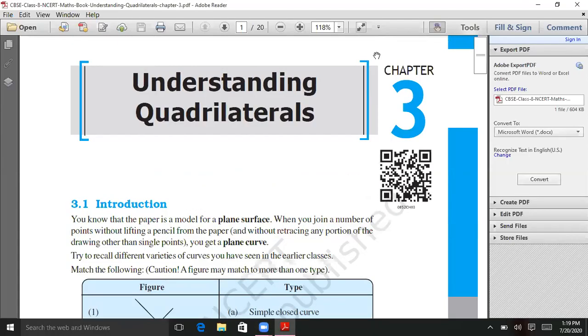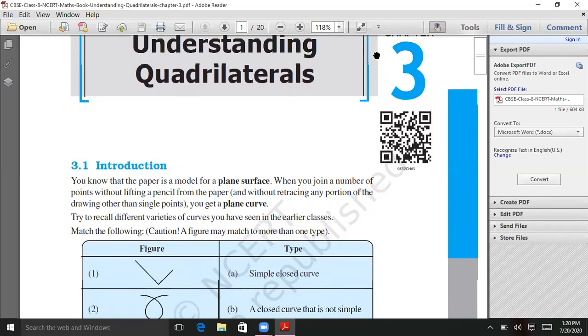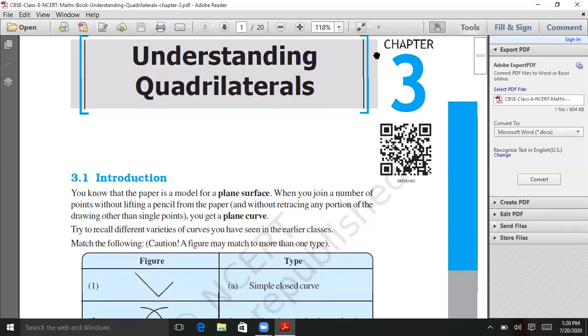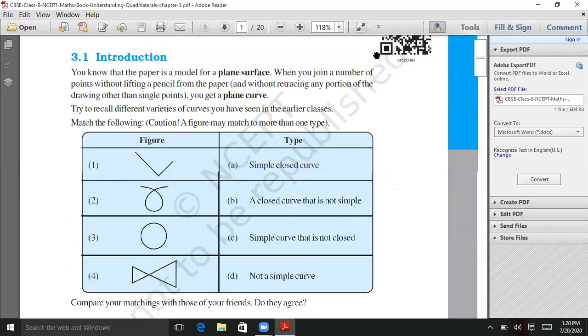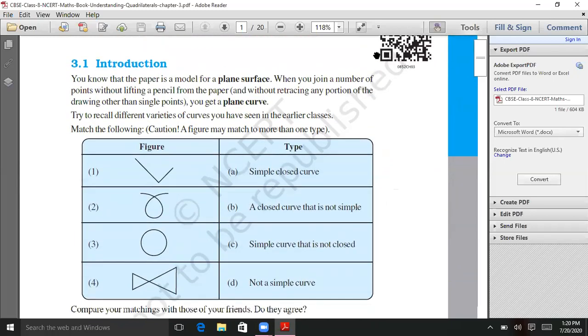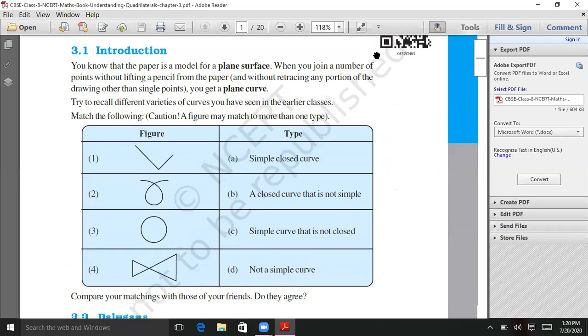Let's start chapter 3, understanding quadrilaterals. Here we'll discuss the polygons and different types of quadrilaterals, and firstly we learn about the polygons. Before that, we'll discuss the curve, closed curve and simple curve. You have done it earlier also. What is the closed curve and simple curve?